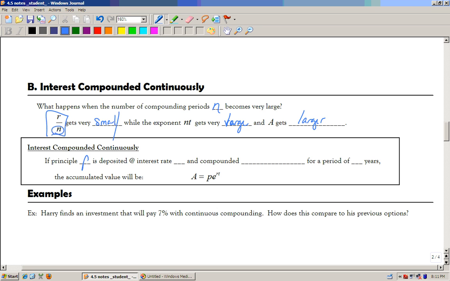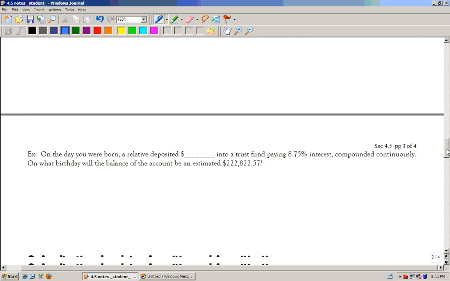So the principal P is deposited at an interest rate of R, compounded continuously for a period of T years, is represented by the total amount A equals P times E to the RT. I call that the PERT equation.